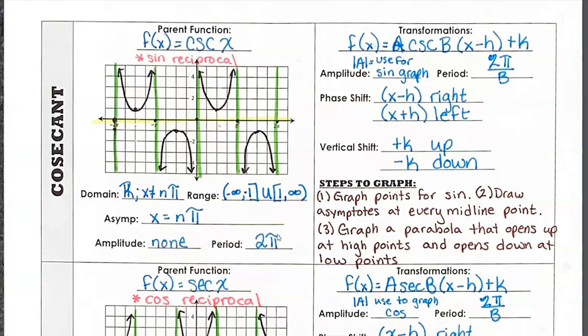Again, we don't have an amplitude and our period is 2 pi. So when we look at our standard form, it is a times the cosecant of b times the quantity x minus h plus k. Our amplitude of a we're going to use to graph sine. Our phase and vertical shifts are the same. Our period is 2 pi over b. The easiest way to graph cosecant is to plot the points for your sine graph. Every time your point hits a midline, that is your asymptote. Every time you have a high point, you're going to draw a parabola that opens up. Every time you have a low point, you're going to have a parabola that opens down.